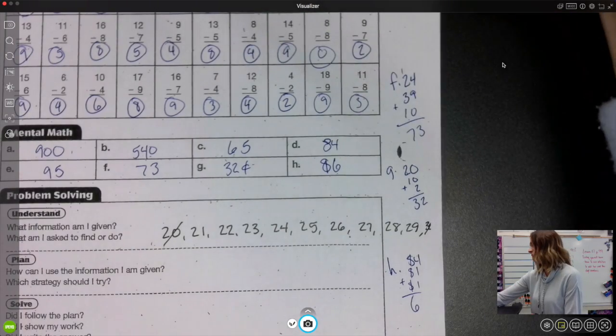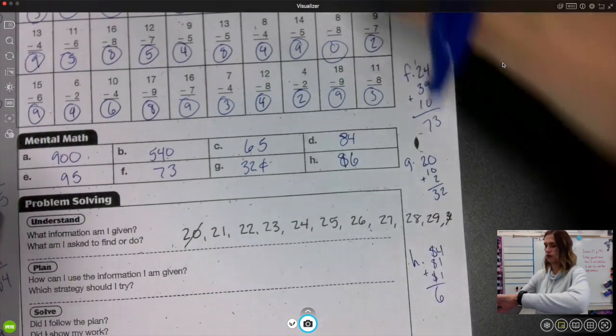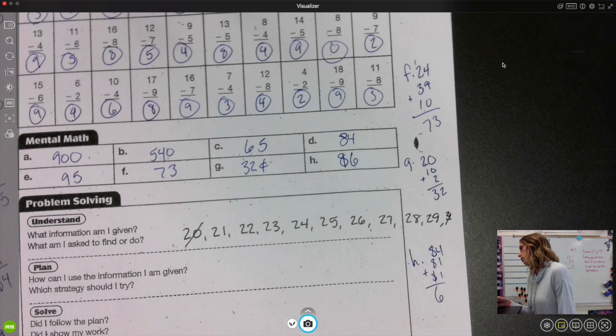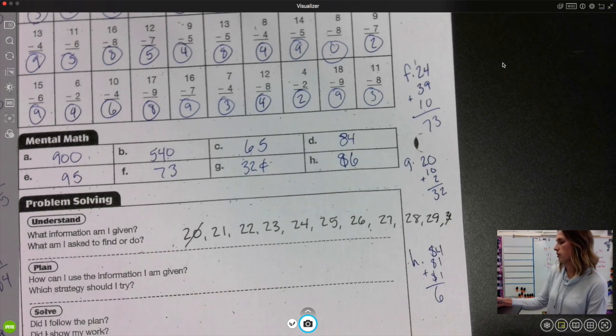Excellent. Now for my problem of the day, it says choose an appropriate problem-solving strategy to solve this problem. There were more than 20 but fewer than 30 math books on the shelf. Austin arranged the books in 2 equal stacks, and then he rearranged the books into 3 equal stacks. Use these clues to figure out how many math books were on the shelf.